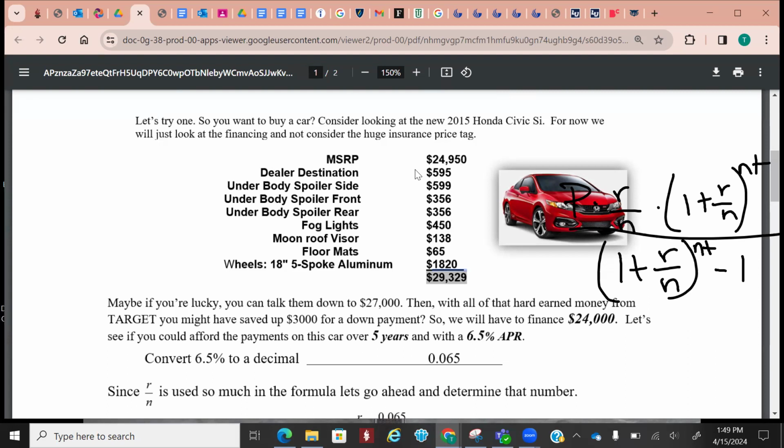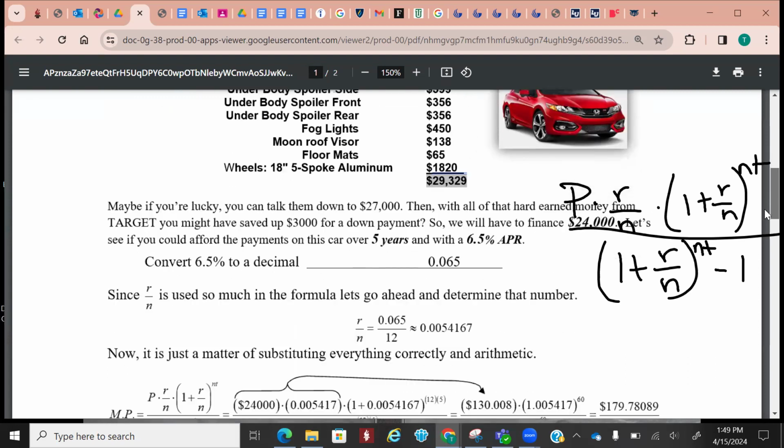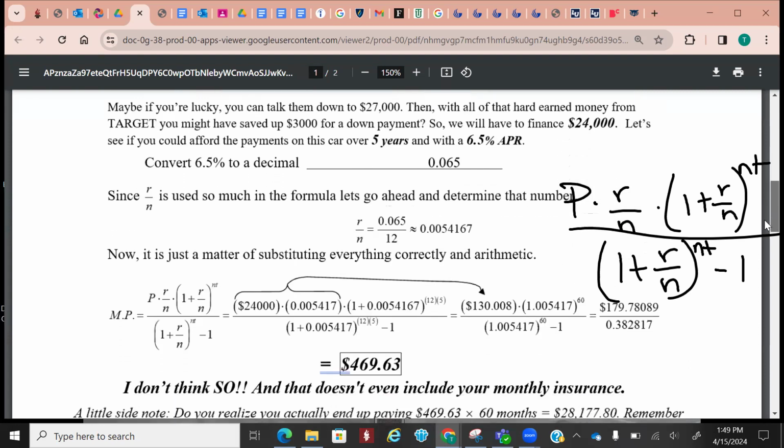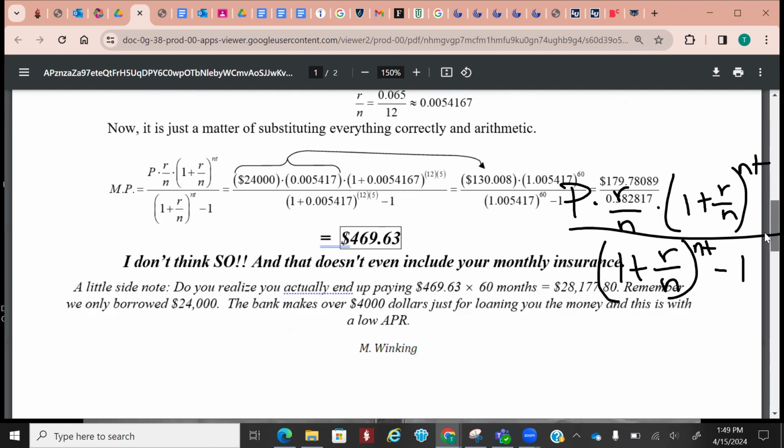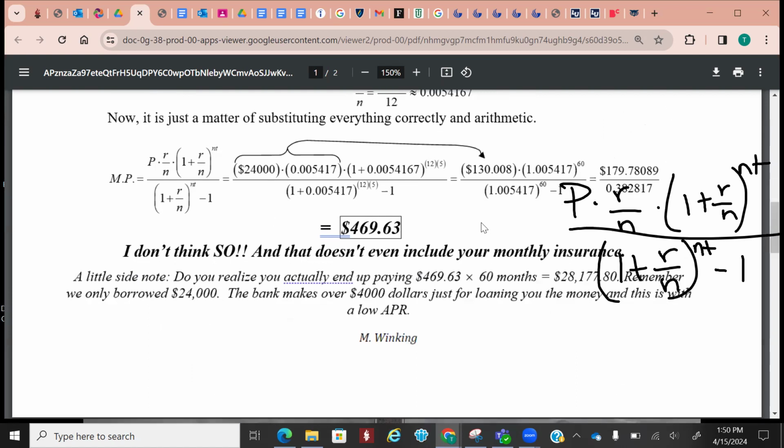So with all that hard-earned money from Target, you might have saved up $3,000 for a down payment. So we'll have to finance $24,000. Let's see if you could afford the payment for this car for 5 years with a 6.5% APR, which is pretty common. Since R divided by N is used so much in the formula, let's determine that number. We can replace all of these R divided by N's with this number. Now it's just a matter of substituting everything in correctly and the arithmetic. So when we plug this in, we're going to get 469.63.